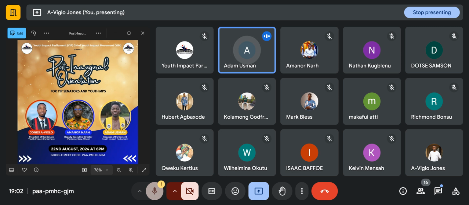You should seek opportunities for personal and professional growth. This will increase your ability to lead effectively.